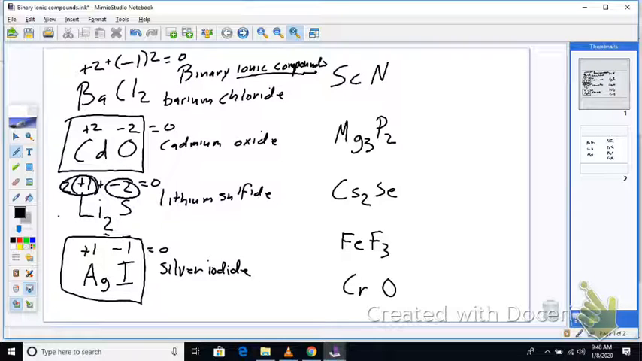Okay, this should be pretty easy stuff. You're learning a couple skills. What you're learning is how to name them, which is super easy because all you have to do is change the ending. And you're learning a little bit about the charge and the subscripts. So this is plus 3, minus 3, plus 2, minus 3, plus 1, minus 2. Now this one could be a plus 2 or a plus 3. And this one's going to be a plus 2, plus 3, or plus 6.